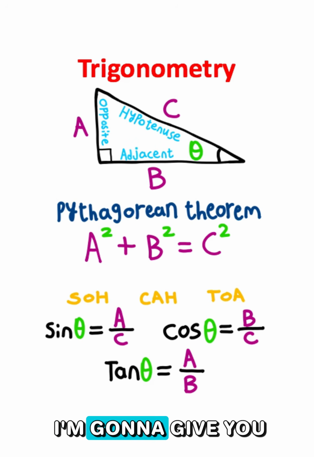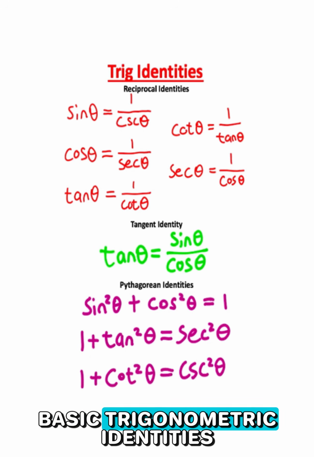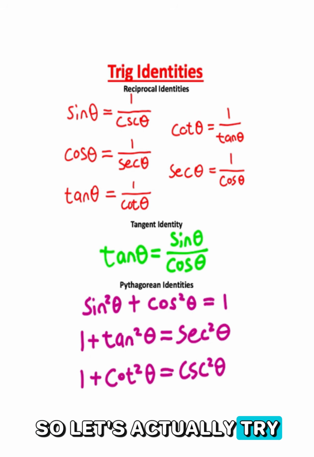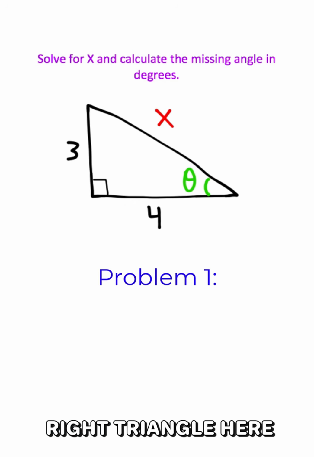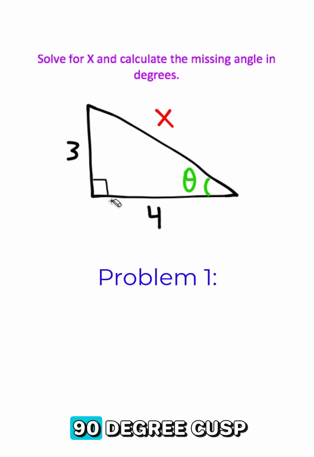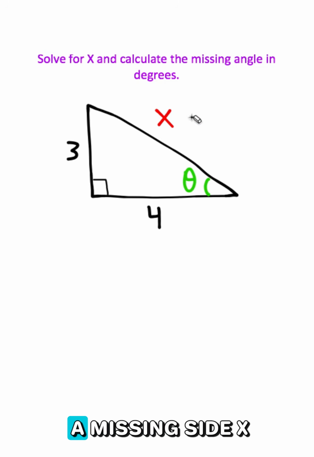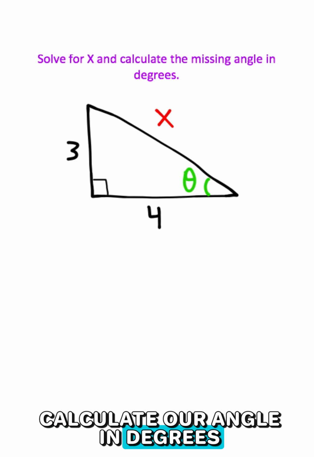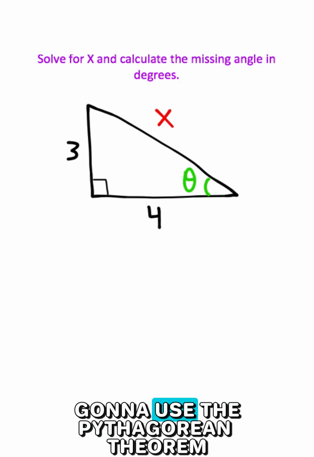Now another crib sheet I'm going to give you is this one right here, which tells you the basic trigonometric identities. So let's actually try some practice problems now. So we have this right triangle here, and a right triangle is any kind of triangle that has a 90-degree cusp like this. And we're trying to solve for a missing side x, and we're trying to calculate our angle in degrees. Well, to find this missing side x, I'm going to use the Pythagorean theorem.